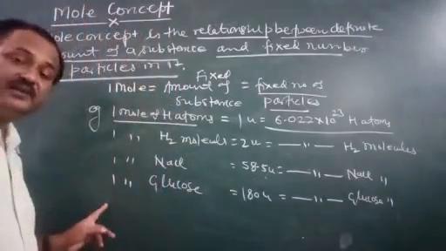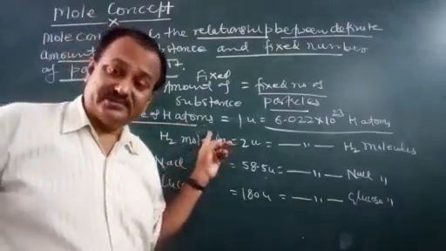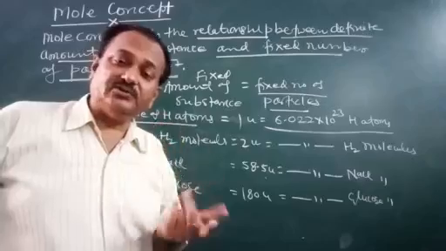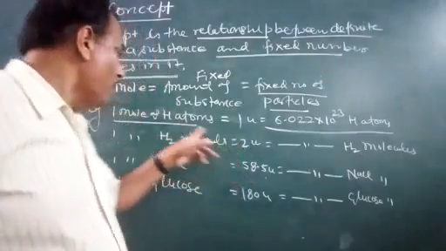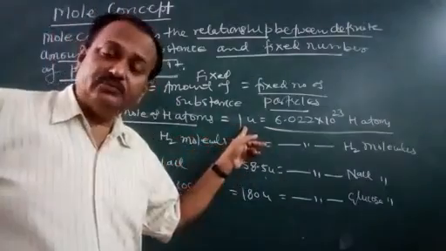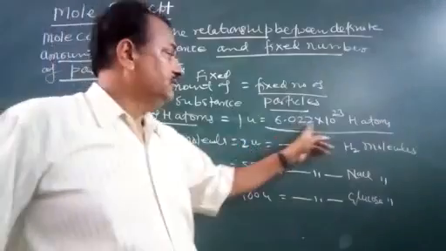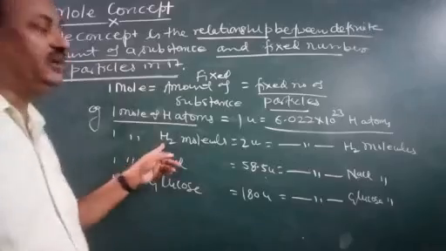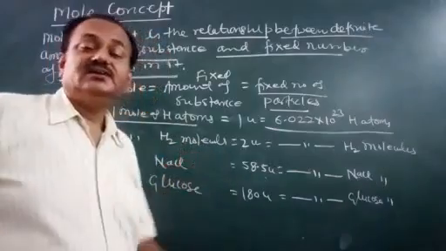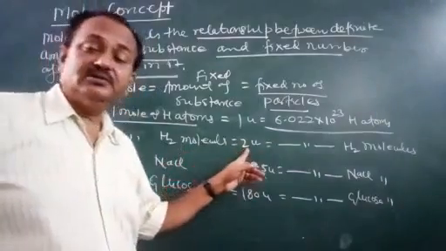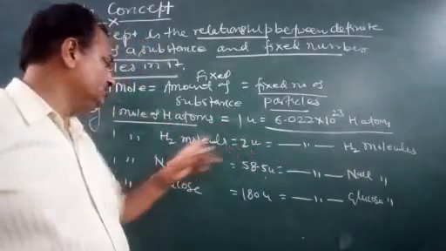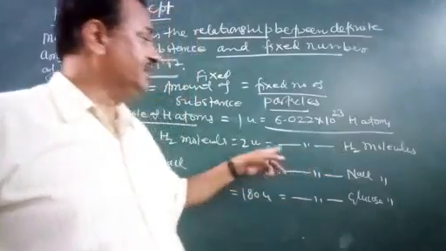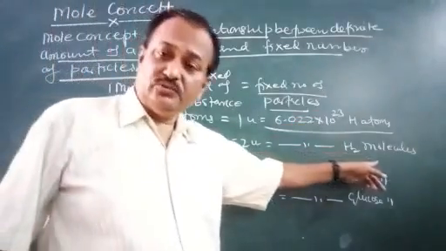Now, see some examples. Listen very carefully. 1 mole of hydrogen atoms means atomic hydrogen. It has 1 U, or 1 gram, both are the same, and it contains 6.022 × 10^23 hydrogen atoms. Similarly, 1 mole of H2 molecules, hydrogen gas, is in the form of a molecule, so we take the molecular mass. H is equal to 1, so H2 is equal to 2. So 2 U, or 2 gram, has 6.022 × 10^23 H2 molecules.